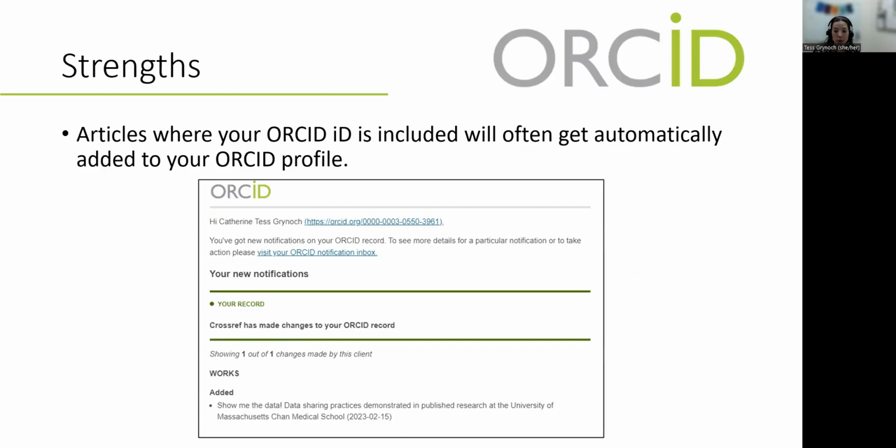So for each of the profiles that we're going to go through today, we wanted to highlight some of the strengths and weaknesses of all of them to help you make a better informed decision. So for ORCID, one of the great things about it is that when you include your ORCID ID on an article, it will often get automatically added to your ORCID profile. And I'm showing here an email that I received when one of my articles that I published got added to my ORCID profile. So not only does it get added, but you get notified of when it's added. So if there is something that is wrong, you can go and fix that yourself.